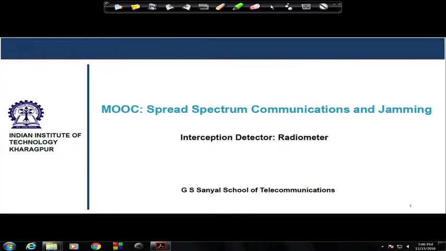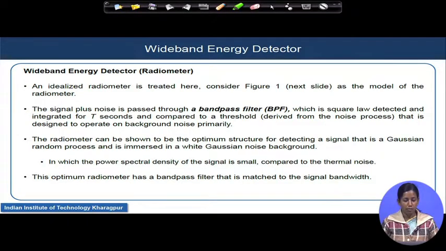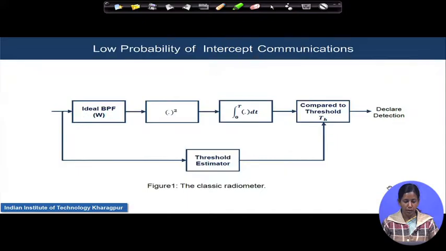Hello students, as discussed in the last module, in this module we will be describing the interception detectors in detail. We will start with the radiometers, which is a wideband interception detector. The radiometer, which is an idealized wideband detector, its figure is in the next slide.